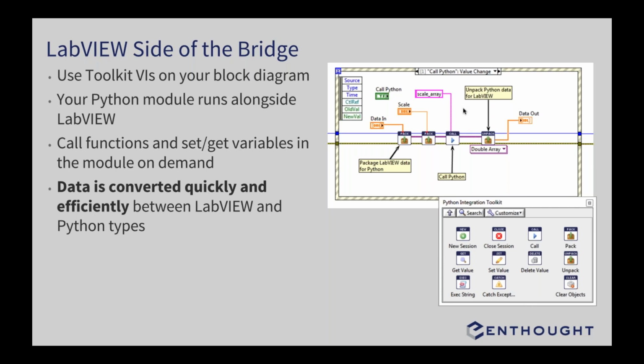You can call native Python functions. You can set and get variables on demand. And like I said before, it handles all the boring stuff. It handles all the conversion. It handles all the types. And so you don't need to do things, for example, like saving data to files on the file system to communicate between LabVIEW and Python. And that gives you kind of a very high-level overview of how this works.